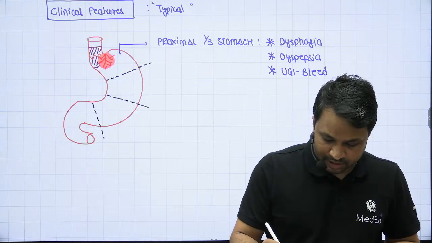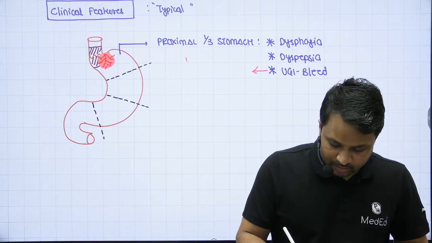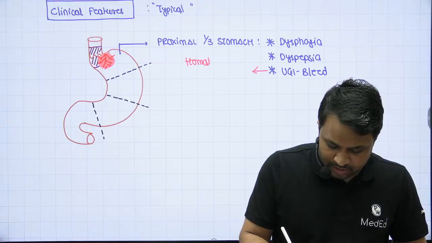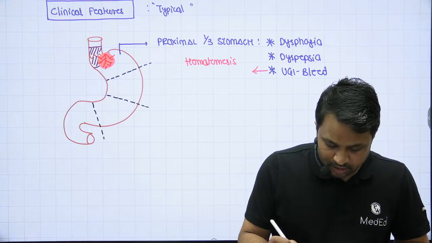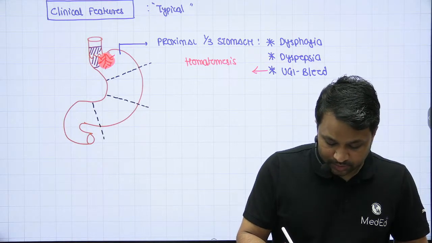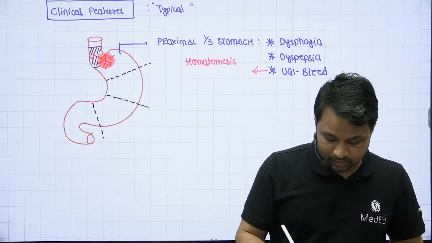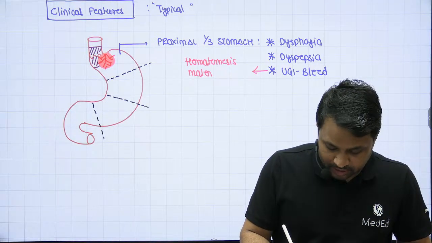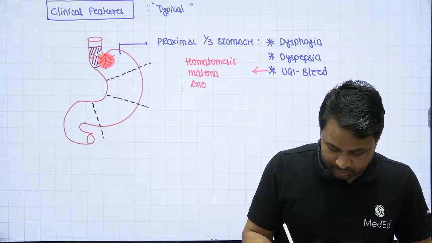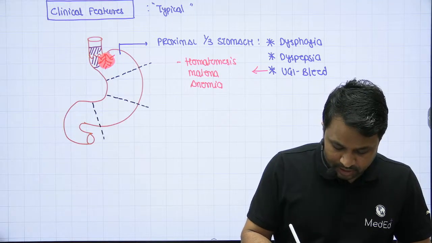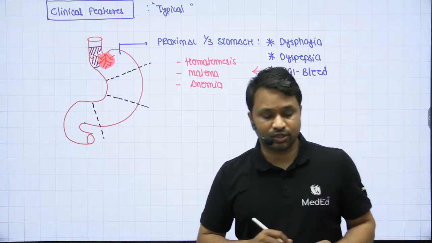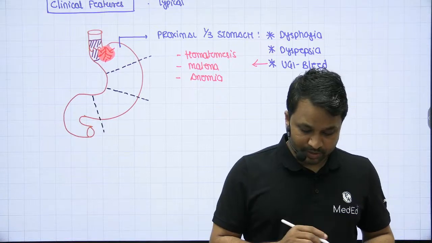I hope everybody knows the features of an upper GI bleed. Whenever I say upper GI bleed, I associate 3 conditions. Number 1, hematemesis, that is blood vomiting. Along with that, whichever blood goes up will go down also, so it will be associated with melena, and obviously blood loss will result in anemia. So hematemesis, melena, and anemia are the features of upper GI bleed.